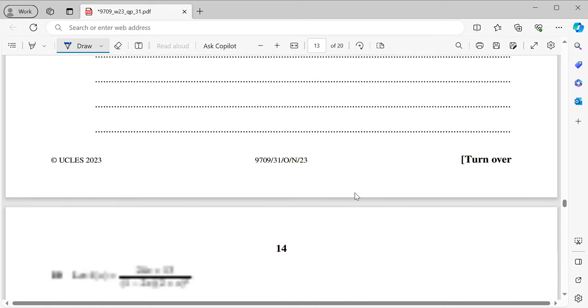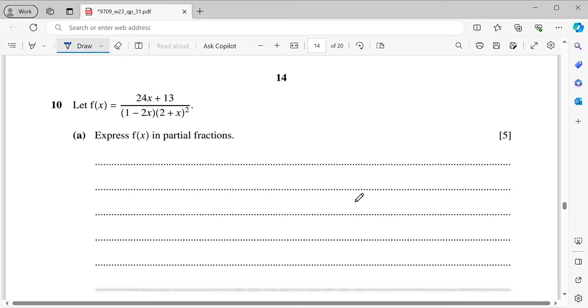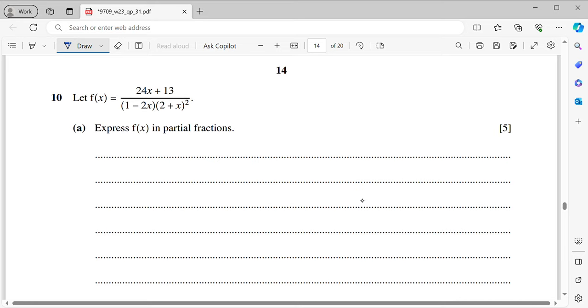Okay, next question. Number 10. Given f(x), express f(x) in partial fractions. So I will write (24x + 13) over (1 - 2x)(2 + x)^2.